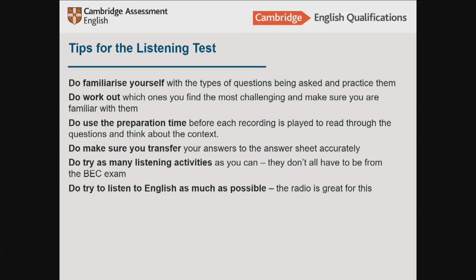Try as many different listening activities as you can. These don't have to be from the BEC exam, although there are lots of activities available. You can try listening exams from all our different qualifications, and you can also listen to as much English as possible using things like the radio and the BBC, fantastic resources. Just like reading, you should try listening to immerse yourself in the language as much as possible.